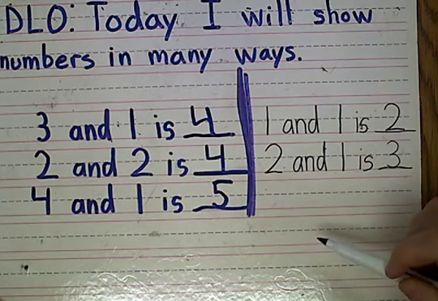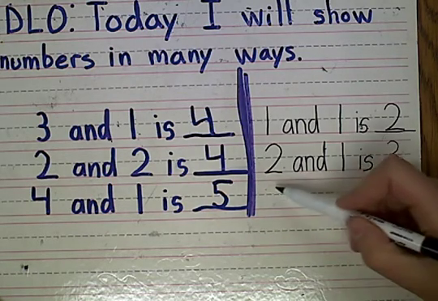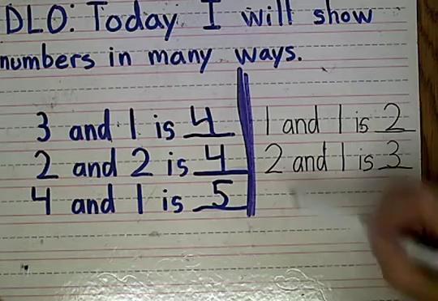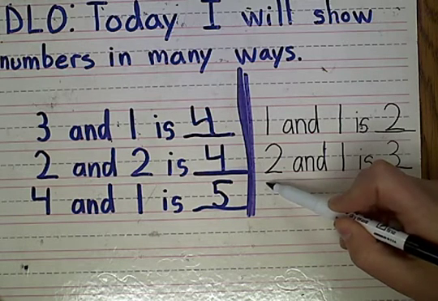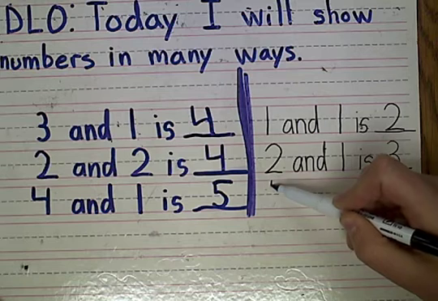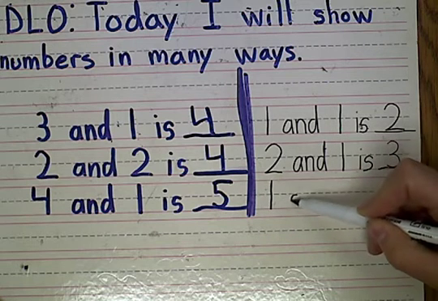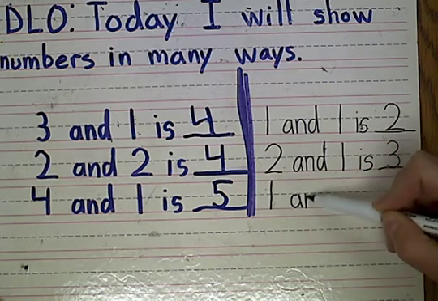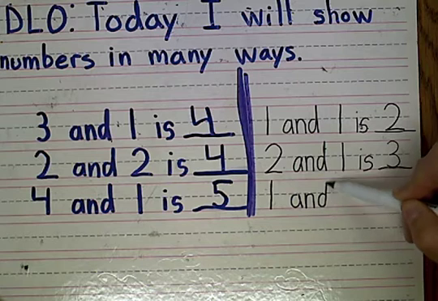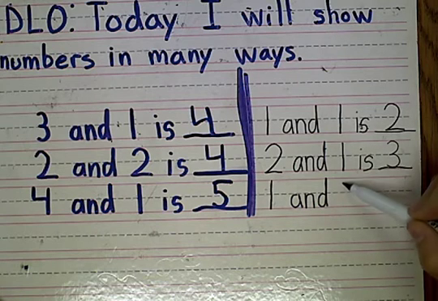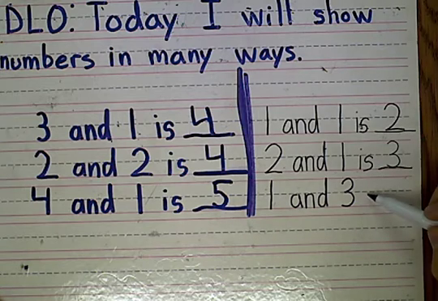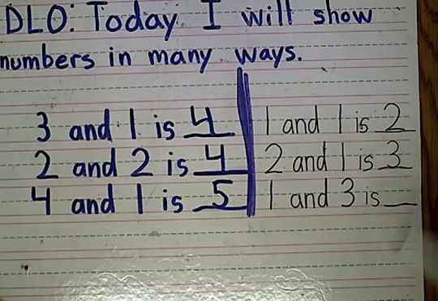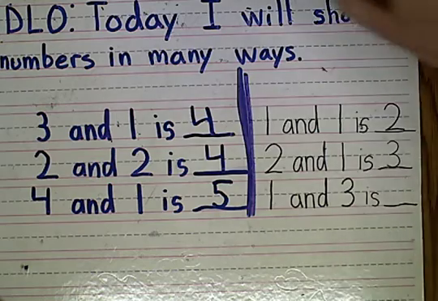Let's do 1 and 3. Around the tree, around the tree. That's the way you make a 3. 1 and 3 is blank. Last one. We'll use our flippy chips.